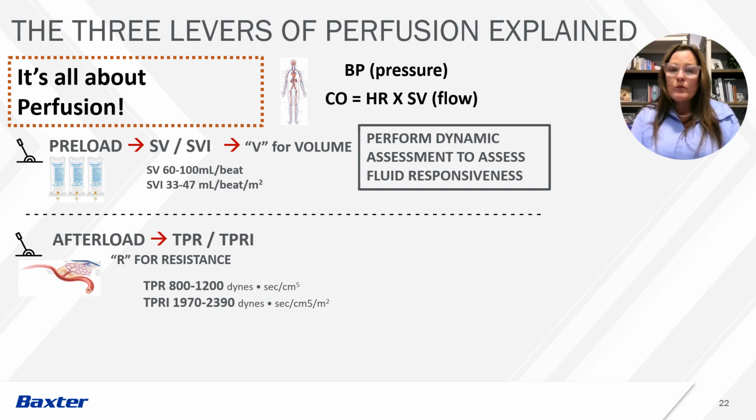Now, TPR normal is 800 to 1200. Let's say this together. Normal TPR is 800 to 1200. Excellent. So if it's higher than 1200, they're more constricted.